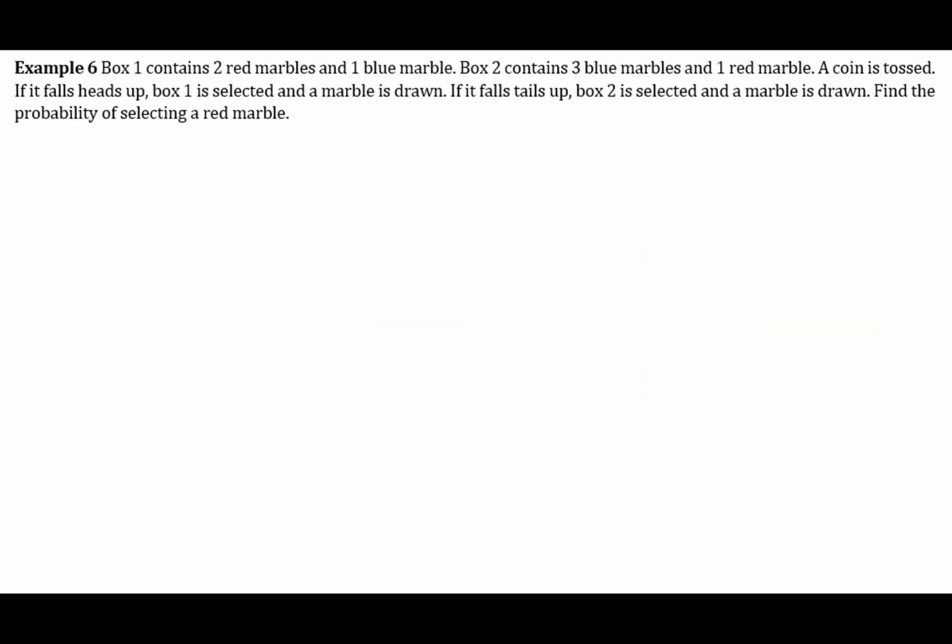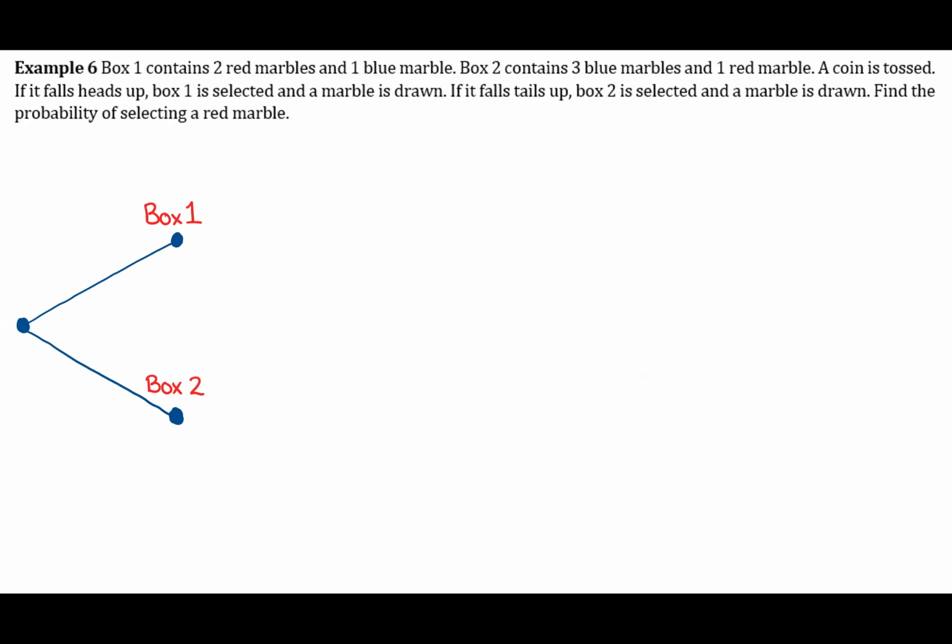Okay. And then example 6, you want to walk us through this one? Yeah, so this says, box 1 contains 2 red marbles and 1 blue. Box 2 has 3 blue and 1 red. A coin is tossed. If it falls heads up, box 1 is selected and a marble is drawn. If it falls tails up, box 2 is selected and we pick a marble. Find the probability of selecting a red marble.